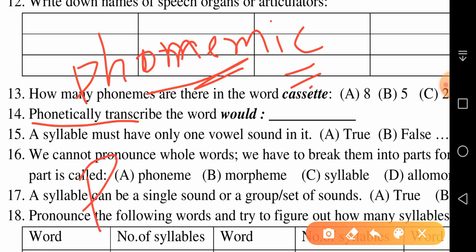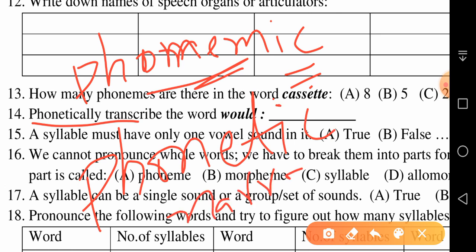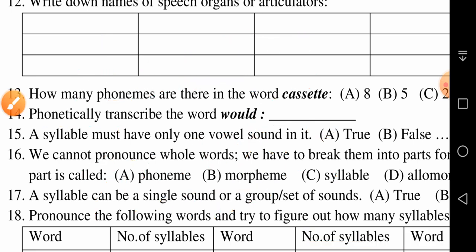So when we say phonetic transcription, it is narrow transcription. Narrow means detailed. We also mention allophonic variation. We also mention lenis and fortis differences. Okay, and in phonemic we just give the phonemes.